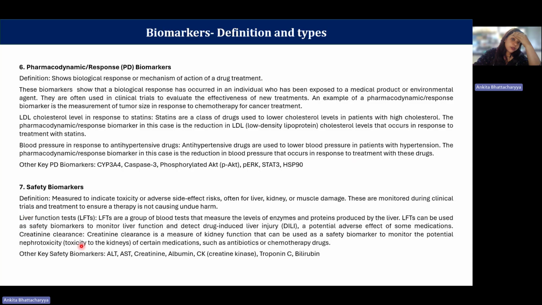Then we have liver function tests for that purpose, LFTs. They are a group of blood tests which are used to measure the level of certain liver enzymes and proteins which are produced by the liver. So LFTs can be used as safety biomarkers to monitor liver function and to detect any drug-induced liver injury, which is called DILI. So when your drug treatment is being carried out, that is burdening the liver and affecting the liver.